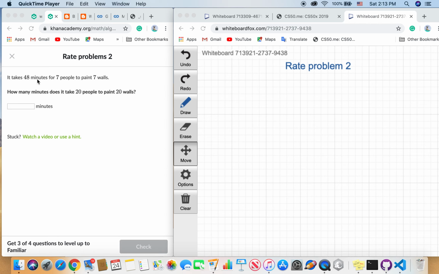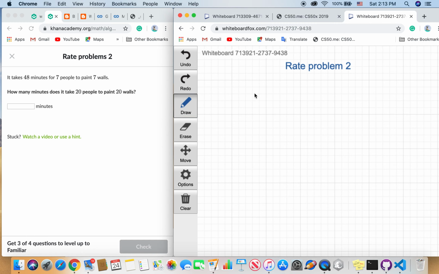It takes 48 minutes for 7 people to paint 7 walls. How many minutes does it take 20 people to paint 20 walls? Okay, there's a catch there. You're going to say, oh my god, how do I solve this?